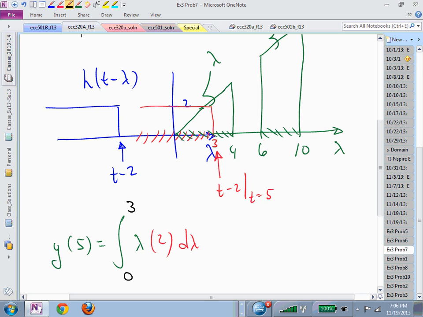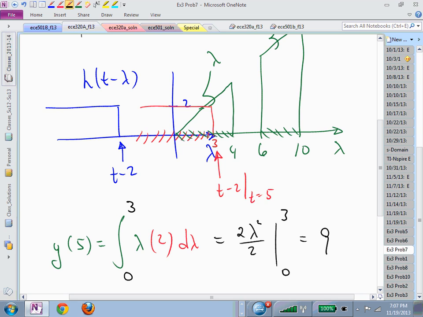Is that okay? And now I just have a calculus problem, an integral problem to solve. I simply say, oh, that is now going to be 2 lambda squared over 2 evaluated at 0 to 3. The 2's cancel. I have 3 squared. That's going to be 9. So y of 5 is 9. A fixed number because I replaced t.